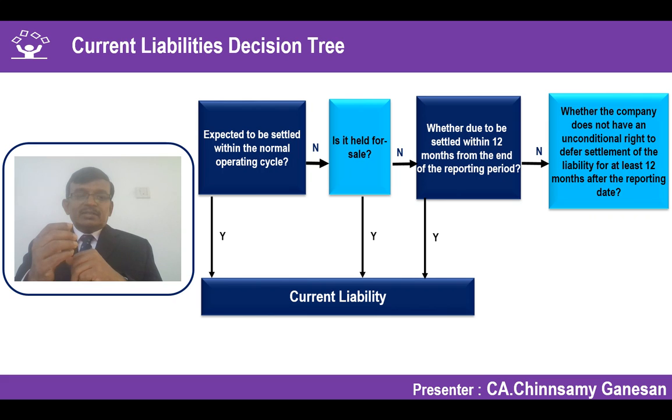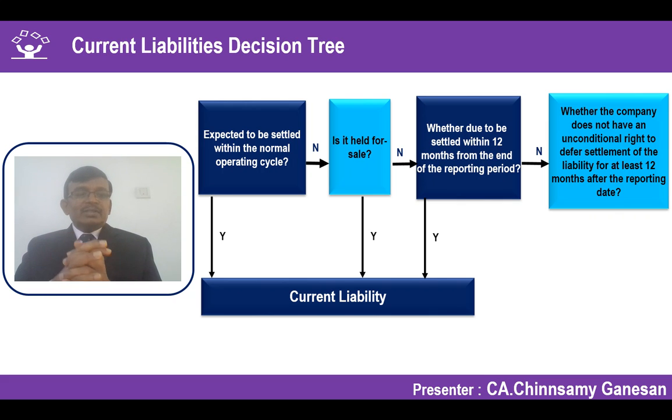Term loan, I have said, with the moratorium period, there is a possibility that it will be only non-current liability, or it may combine both the current portion as well as the non-current portion. For the non-current portion, I have an unconditional right to defer settlement. So accordingly, it becomes non-current.